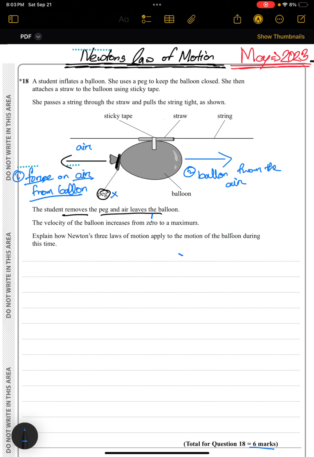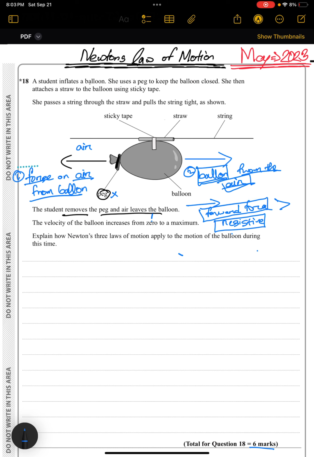So the air also exerts a force on the balloon. Force is exerted on the balloon from the air, which is an opposite and equal force acting on the balloon. The balloon will start moving forward because the forward force is greater than all the resistive forces acting on the balloon. You can say air resistance or frictional force between the straw and the string, or the straw and the balloon. All those resistive forces are smaller than this forward force which is exerted by the air on the balloon.